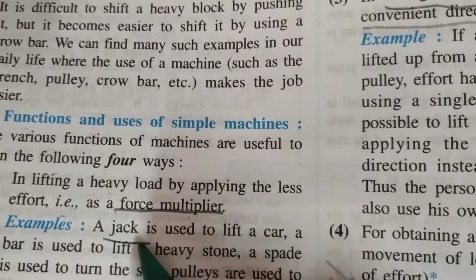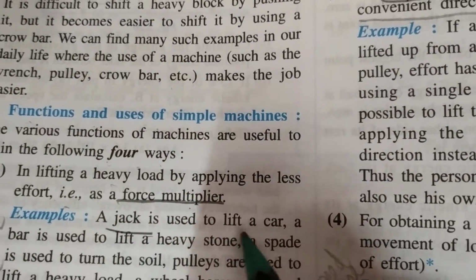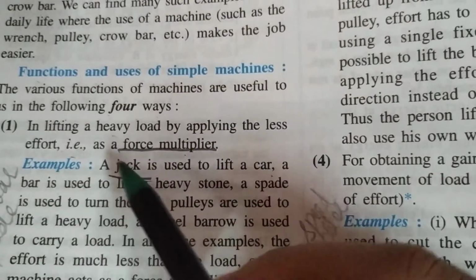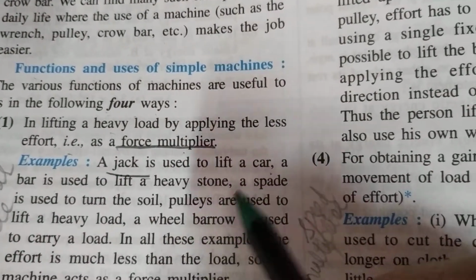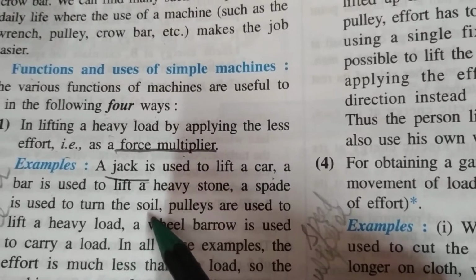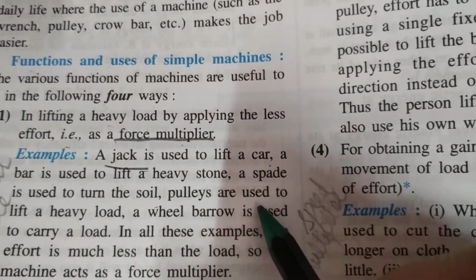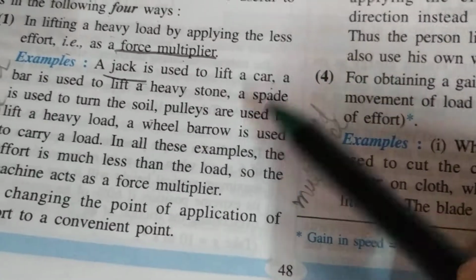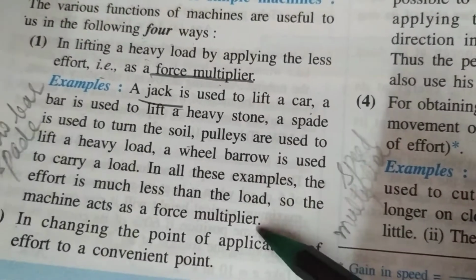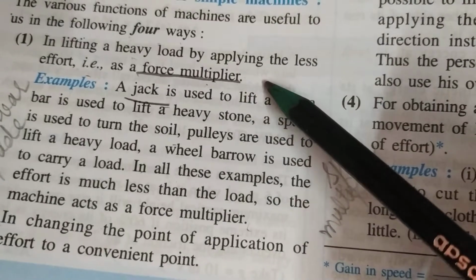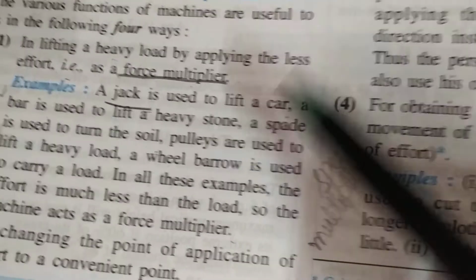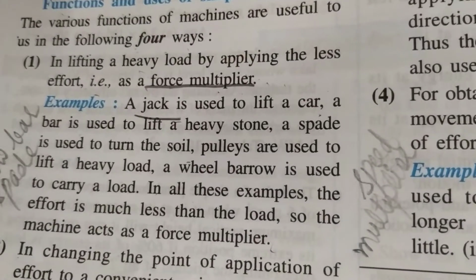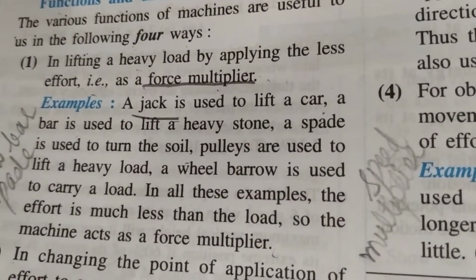For example, a jack is a simple machine which is used to lift a car. A bar, which is simply a rod, is used to lift a heavy stone, or a spade is used to turn the soil, or there are many kinds of pulleys which are used to lift heavy loads, a wheelbarrow. All these are examples of force multipliers. Force multipliers make our work easier. Easier means less effort is needed to overcome a load.